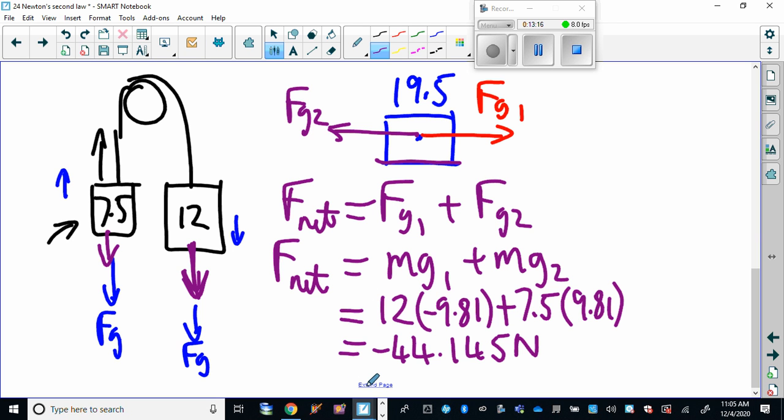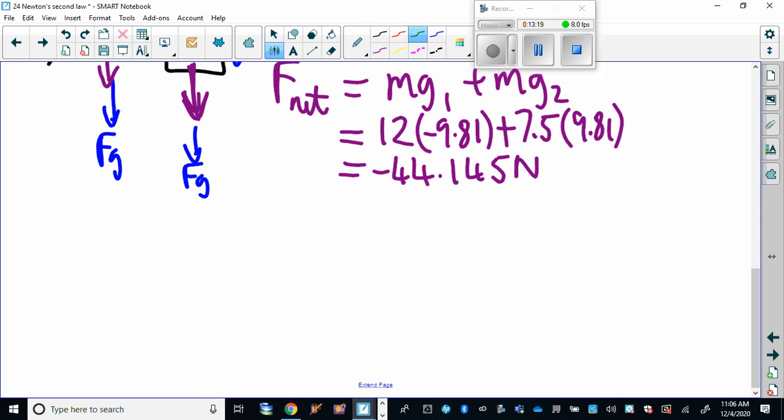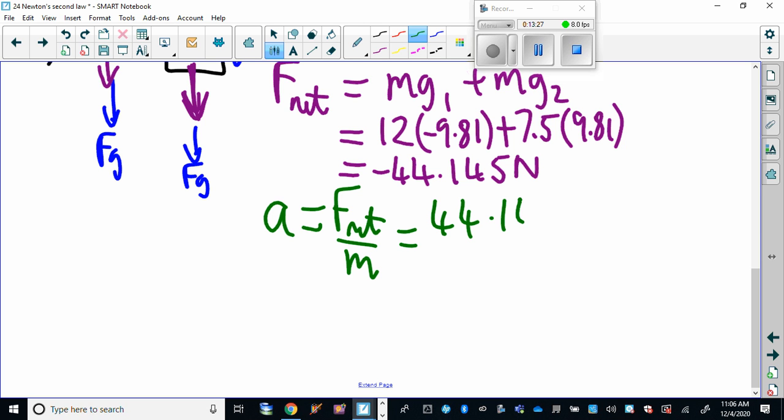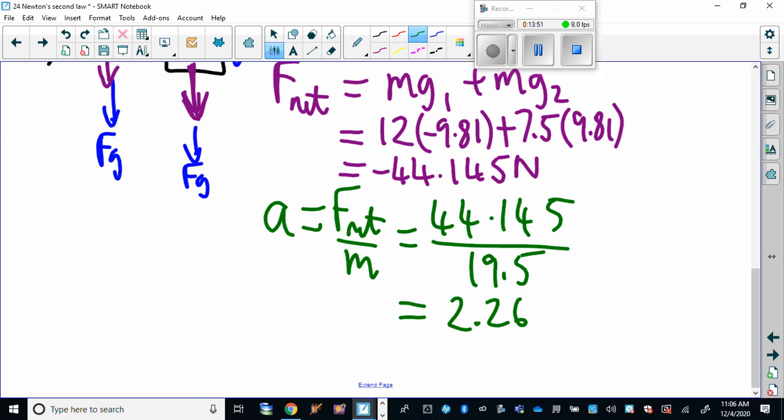And then we're going to find the acceleration. Acceleration equals net force divided by the mass. The force is 44.145. I'm not putting the negative there because I know it's down. I can deal with that at the end. What do we use for mass here? We use the whole thing, 19.5. What do we get when we divide that? We get 2.26 meters per second squared is the acceleration.